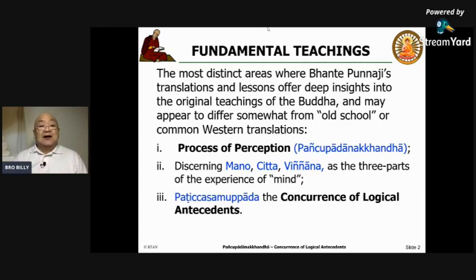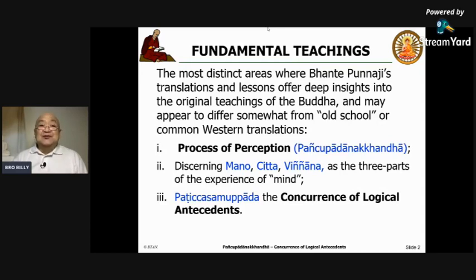Another area, and this is a very deep area, where Bhante Punnaji has been able to translate and elaborate very precisely is Paticca Samuppada. In fact, that is the ultimate goal of our Awakening series: eventually to explain in depth Bhante Punnaji's lessons on Paticca Samuppada. This is commonly called the 12 links of dependent origination.